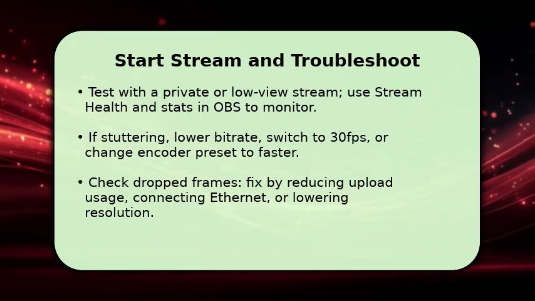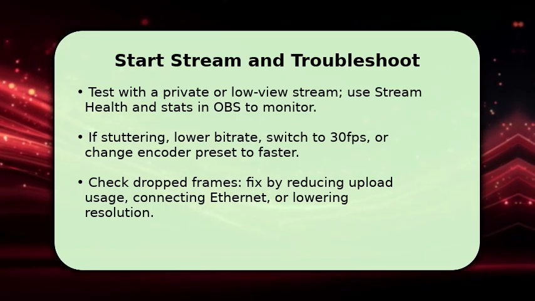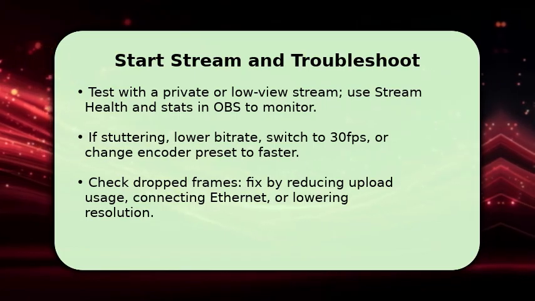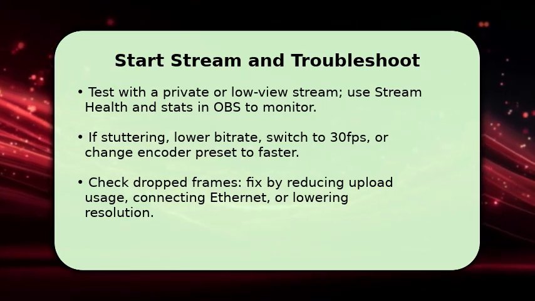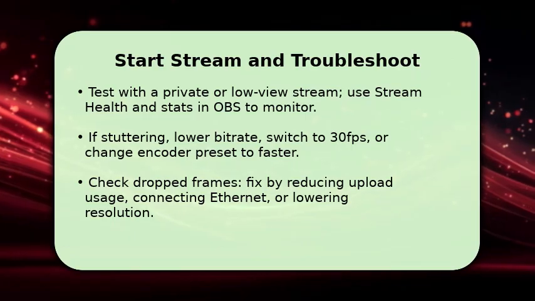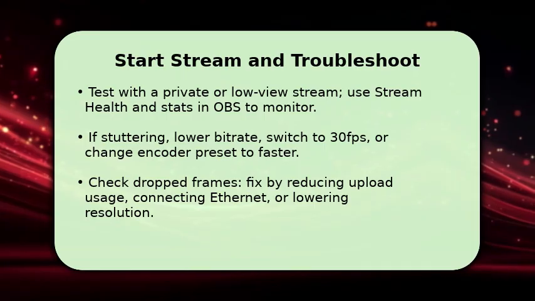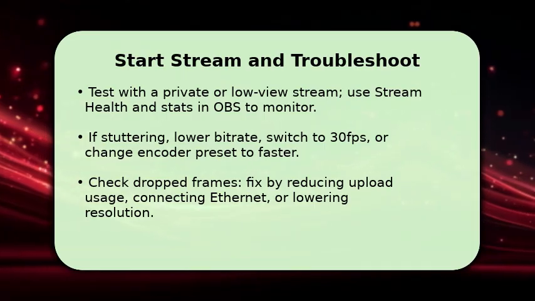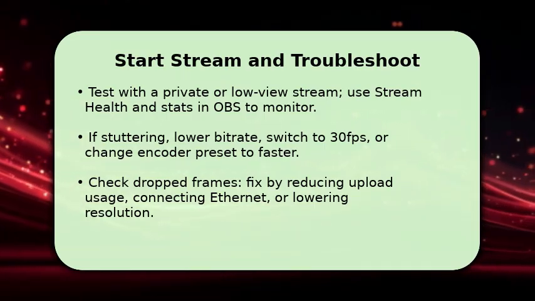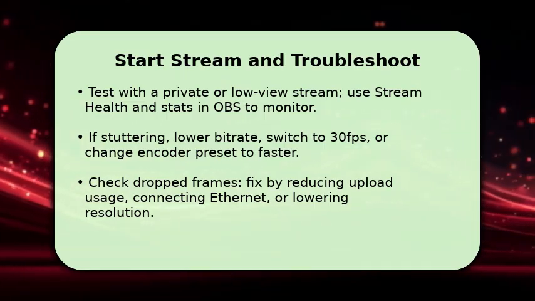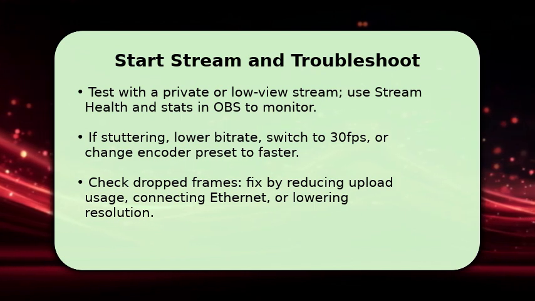If problems appear, take immediate steps. Reduce bitrate, drop to 30 frames per second, lower resolution, or switch encoder presets. Make sure you use Ethernet instead of Wi-Fi and close background uploads. One key troubleshooting tip: if frame drops persist, check upload speed and cut bitrate to roughly 60% of your measured upload to stabilize the stream.